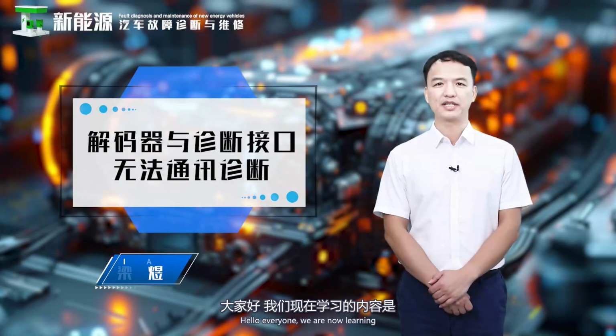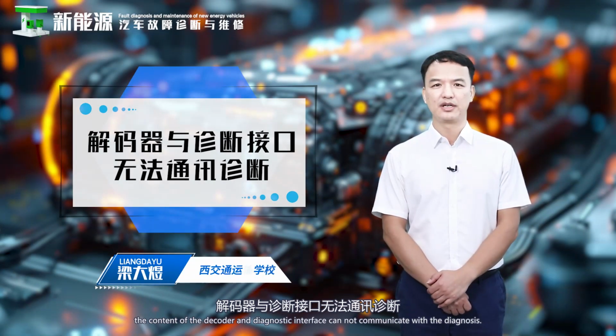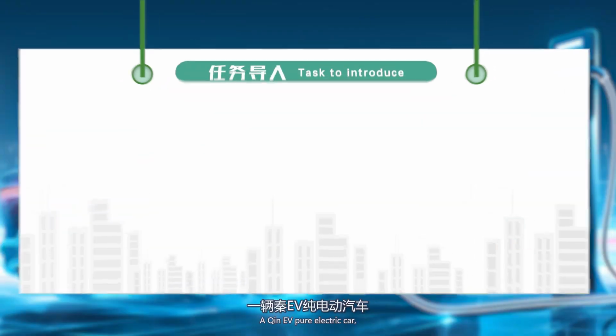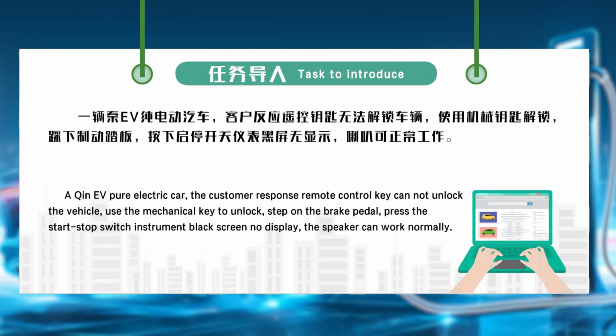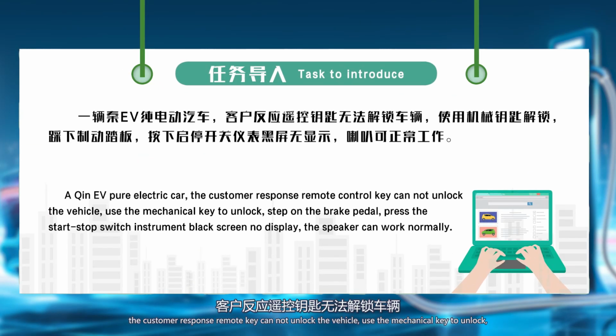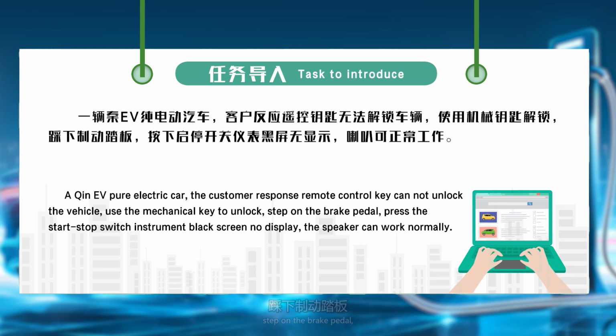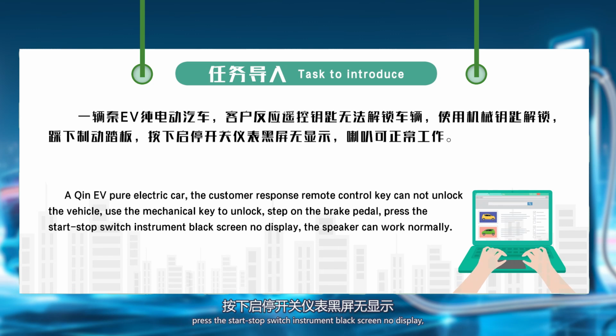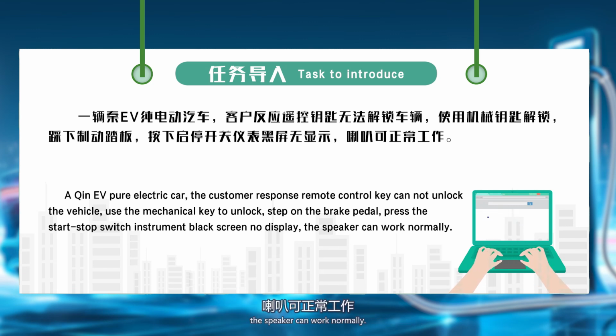Hello everyone. We are now learning the content of the decoder and diagnostic interface cannot communicate with the diagnosis. A BAIC EV electric car: the customer reports the remote key cannot unlock the vehicle. Use the mechanical key to unlock. Step on the brake pedal. Press the start-stop switch. The instrument screen is black, no display. The speaker can work normally.